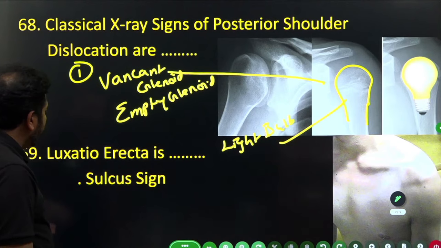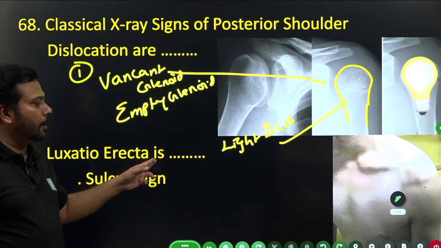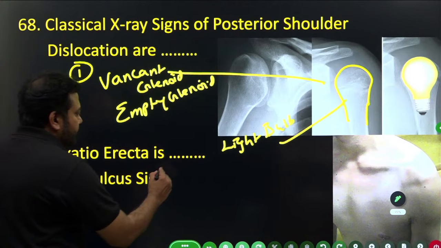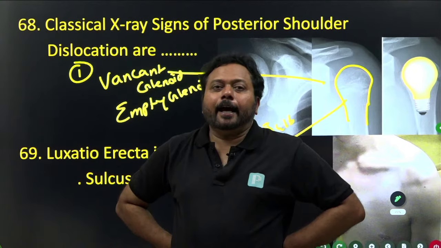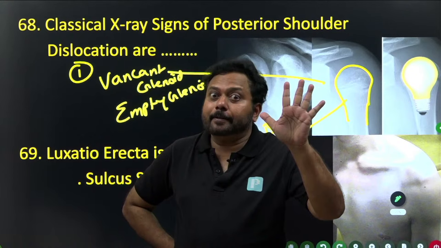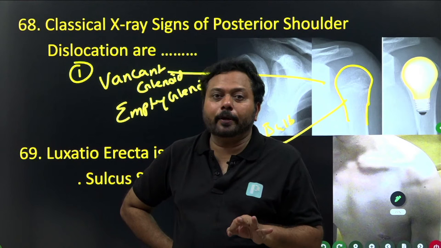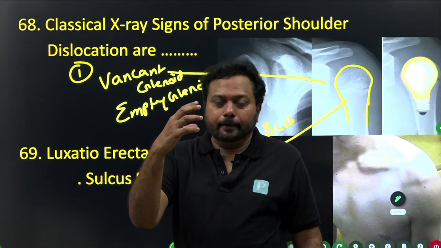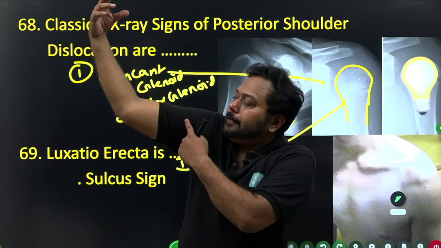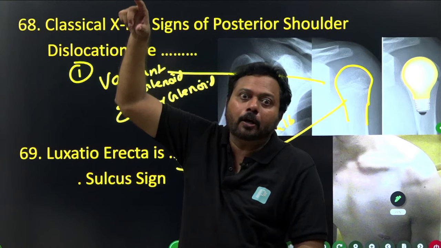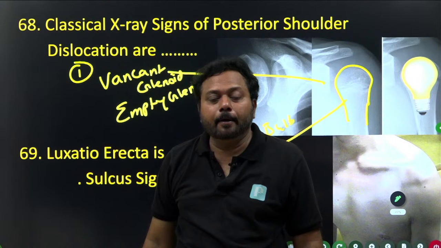Luxatio erecta. What is luxatio erecta? This is nothing but inferior shoulder dislocation. There are three types of shoulder dislocation, dear friends: anterior, posterior, inferior. The most common type is preglenoid anterior. Least common type is inferior, but inferior is called luxatio erecta. You know why? The head has dislocated from the socket, that is from the glenoid cavity, and it's pushed inferior to the glenoid cavity. So patient comes with an attitude like this. When you take an x-ray, the head and shaft of the humerus are erected. So this is called luxatio erecta. Rarest type, but it goes by a name like this.